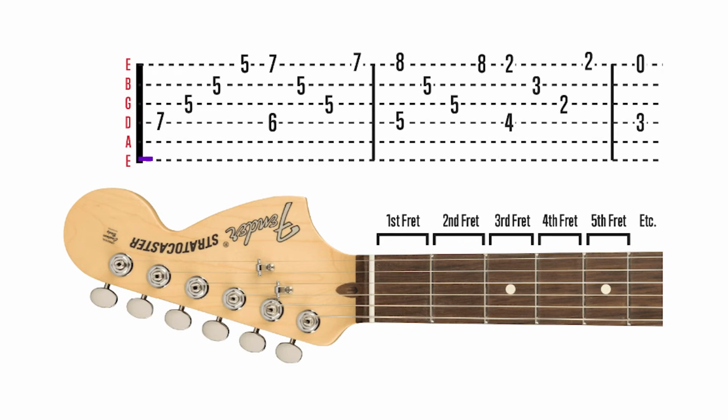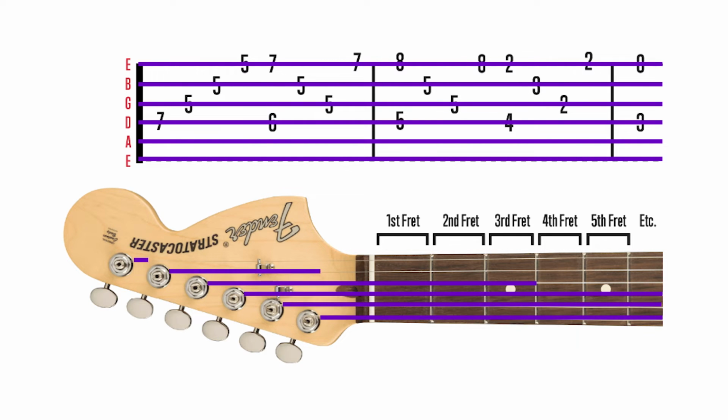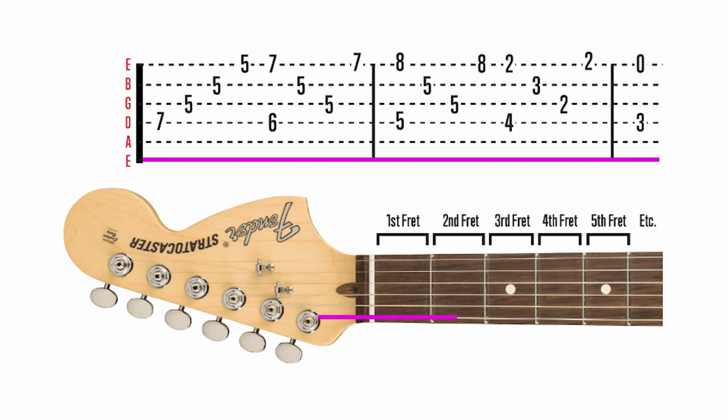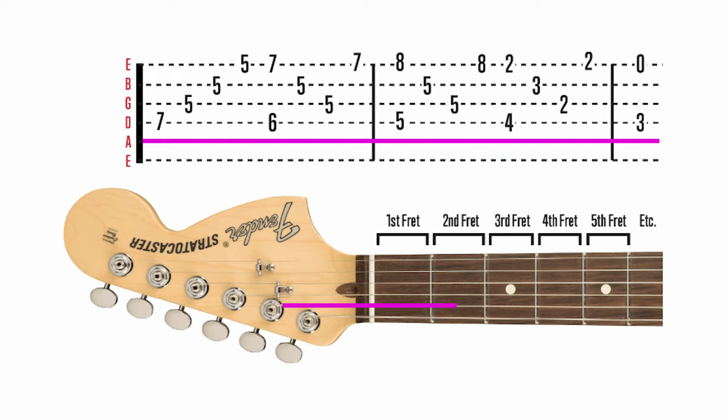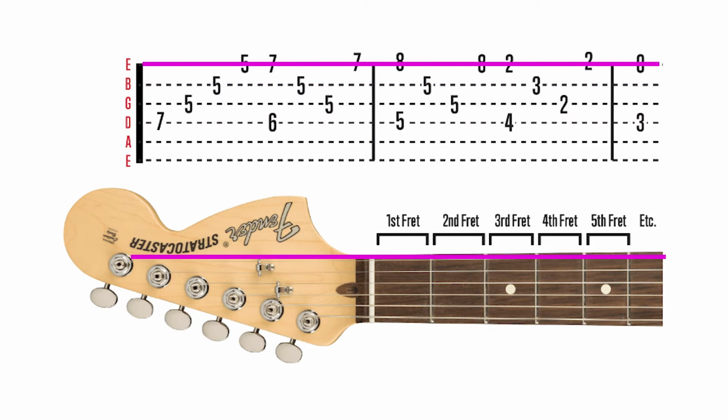So as I mentioned, there are 6 lines on the tab representing each of the 6 strings on our guitar. The bottom line is going to be the thickest string, that low E, and then we work up to A, D, G, B, and E, and that is what makes up our 6 lines of the tabs.